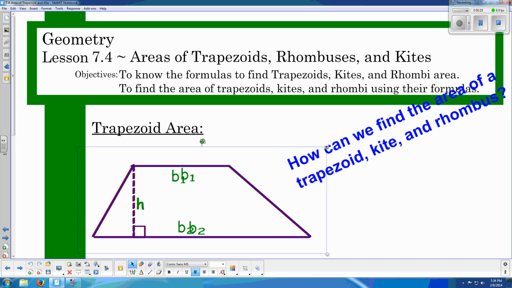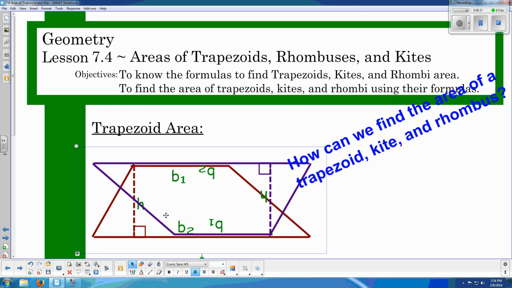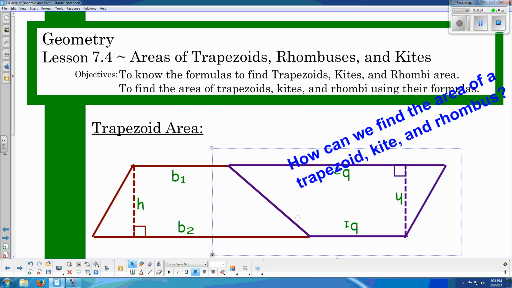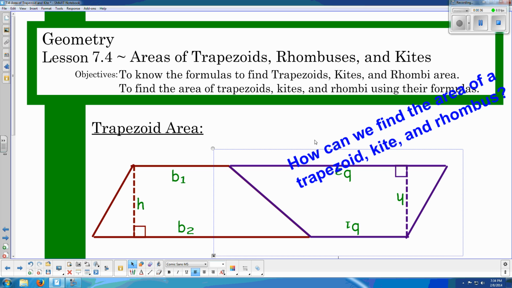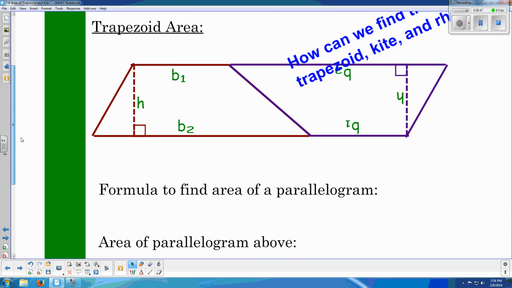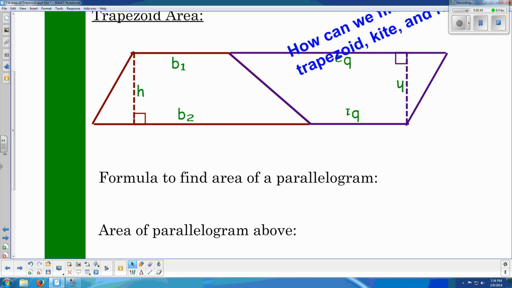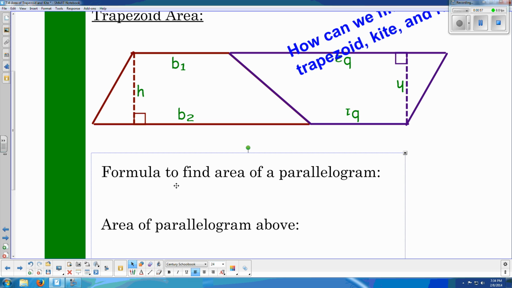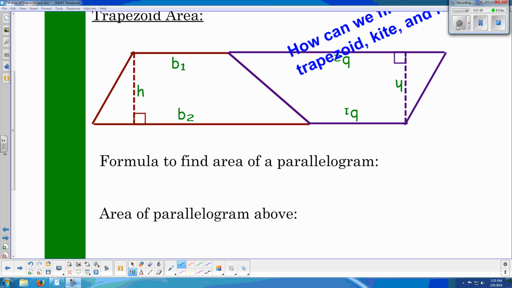If I take this shape and I spin it around upside down and slide it, now the shape is a parallelogram. I have two sets of parallel sides, and now I have this fancy shape of two trapezoids put together. So the formula for the area of a parallelogram we learned last week is, okay, the area of a parallelogram is A equals base times height.